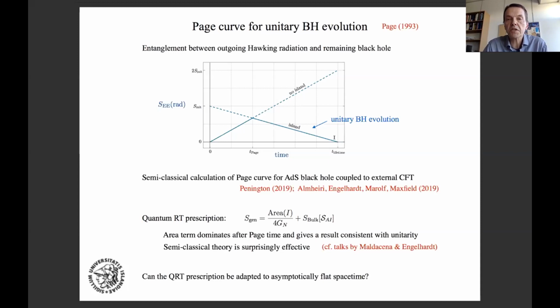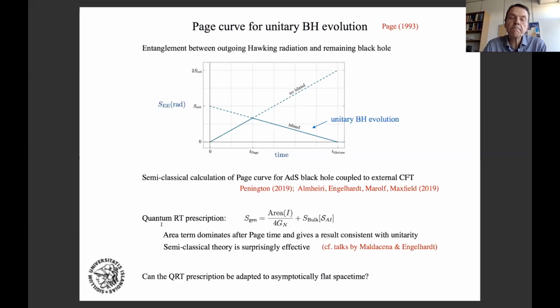And what's interesting in these more recent works is that one can actually see this behavior with a prescription. It's important to keep in mind that it's still a prescription that we're applying here, but that prescription gives a result that really reflects this. And basically, it is usually referred to as the quantum Ryu-Takayanagi prescription for computing the generalized entropy.